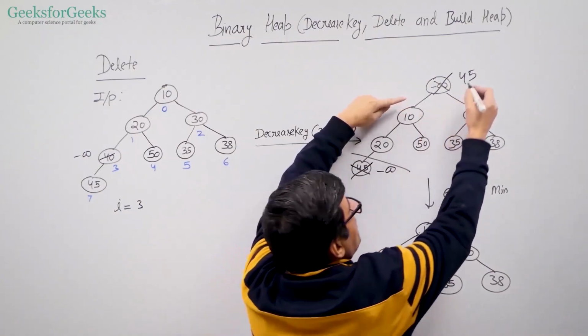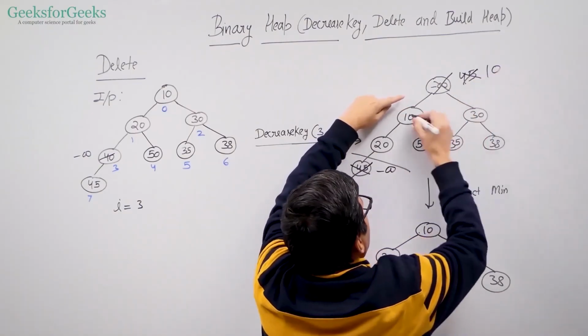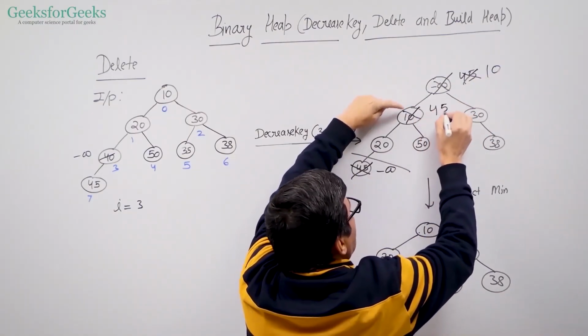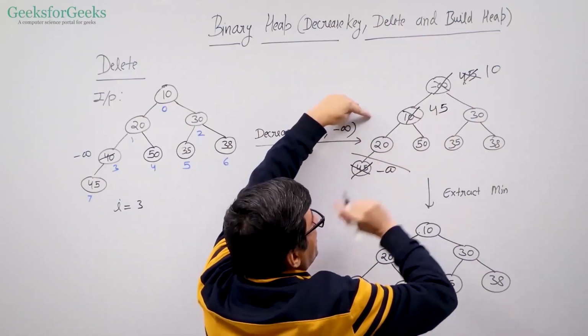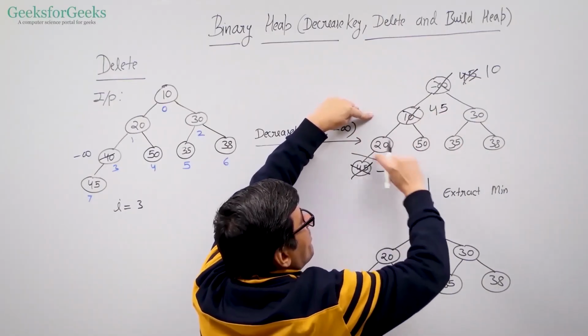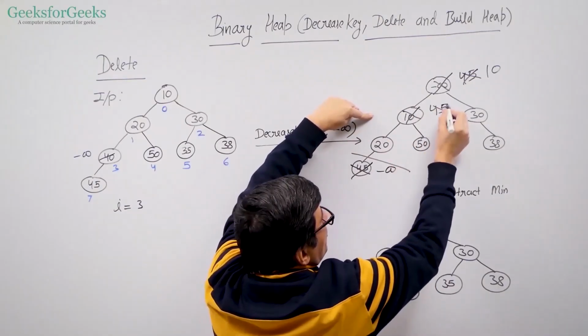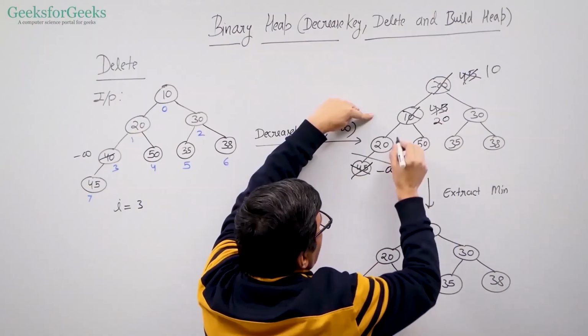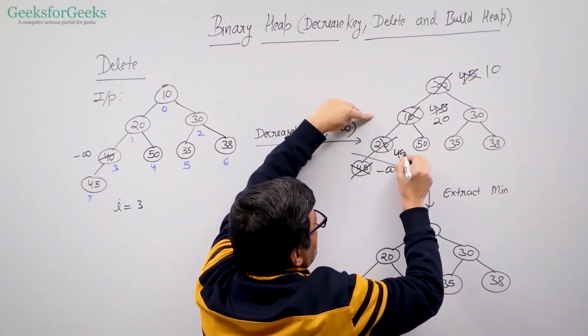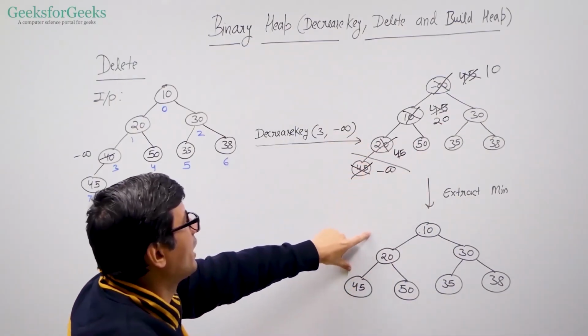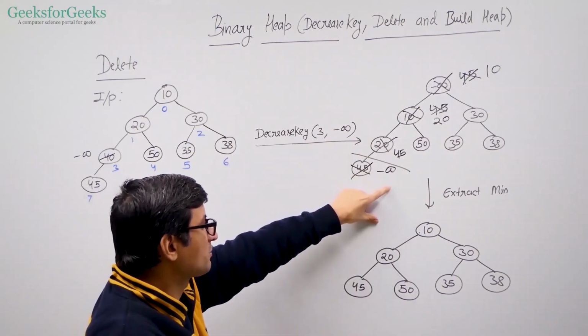These two will be swapped. So you will have 10 here and then you will have 45 here. Then these two will be swapped in the heapify operation, because heapify will be called recursively for this. So you will have 20 here and then you will have 45 here. That's how you get this modified binary heap once you call extract minimum.